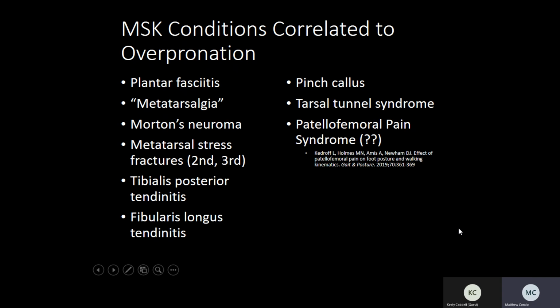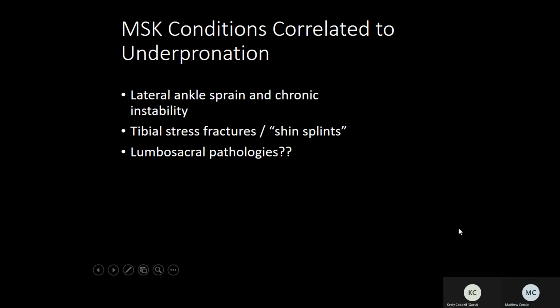And then things like tarsal tunnel syndrome. There's actually a little bit of information, a little bit of research behind overpronation and its correlation or connection with patellofemoral pain syndrome. Now, somebody that underpronates, aka oversupinates, we could see some lateral ankle sprain and chronic instability.